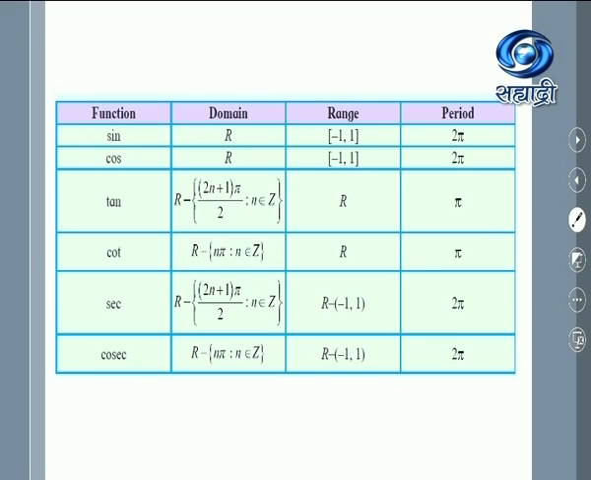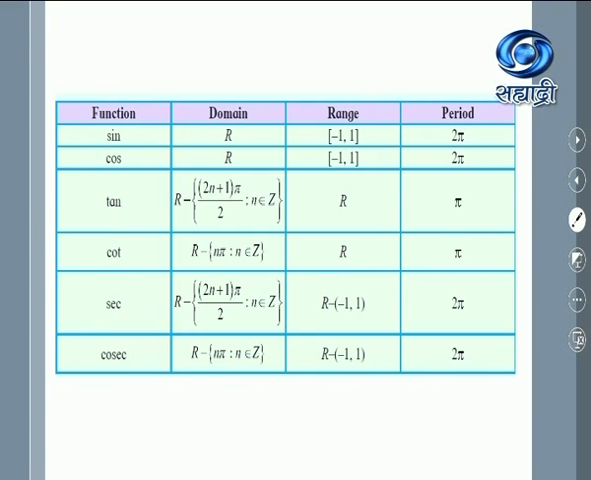Now cos theta, cosine function. For this also, the domain is set of reals and the range is the closed interval -1 to +1. Meaning is again the same. Theta is any real number. Cos of theta takes the value from -1 to +1. And remember the period also.